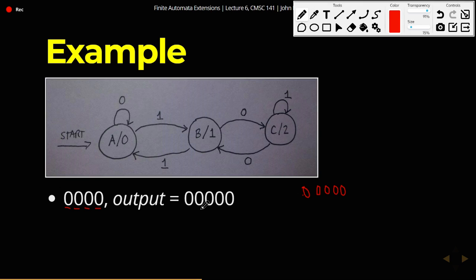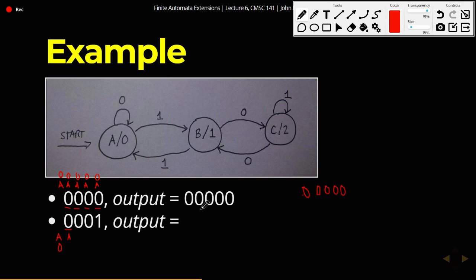Because in state A, we'll already output 0 here, and then still in state A, output 0, still in state A, output 0, 0, 0. So that is the output. Now for this one, we're in state A, and then since we're in start state A, we'll output 0 already. So we're still in state A and process 0.